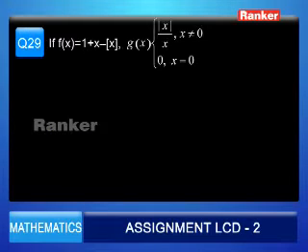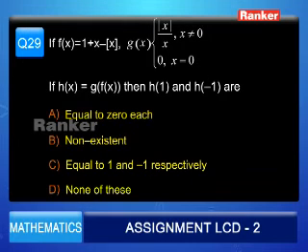If f of x is equal to 1 plus x minus integral part of x, and g of x is equal to mod x by x if x is not equal to 0, and 0 if x is equal to 0, and h of x is equal to g of f of x, then we need to find h dash of 1 and h dash of minus 1.